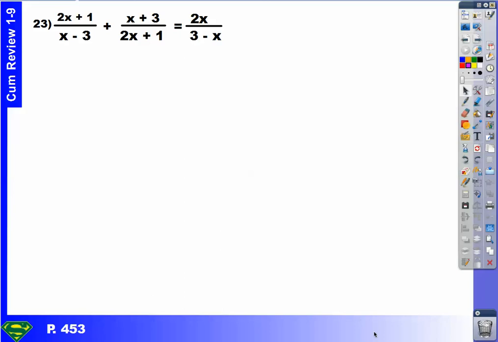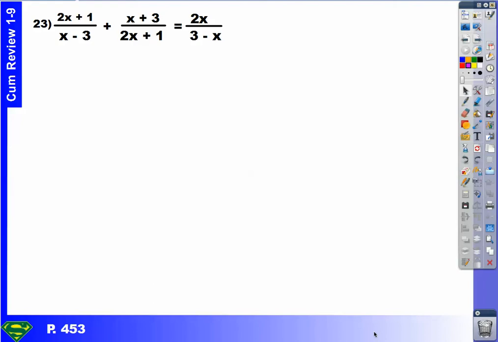For 23, in our cumulative review, we are looking at a very similar problem to number 8. The only difference is we're being asked to solve for x. So when you're adding fractions together, you really need to have a common denominator. So we need to have common denominators.